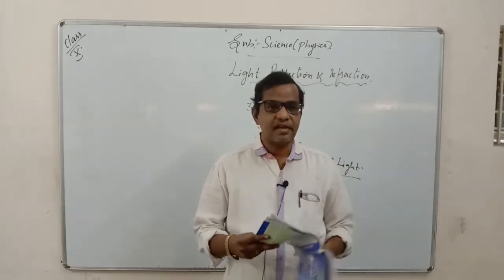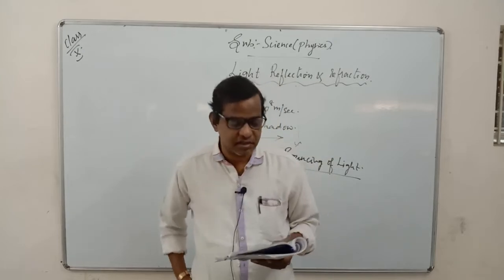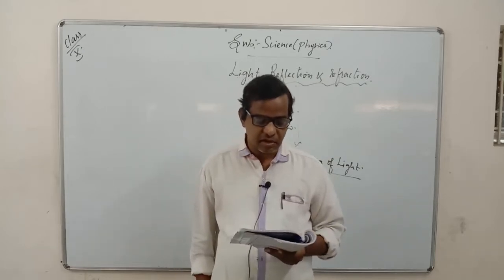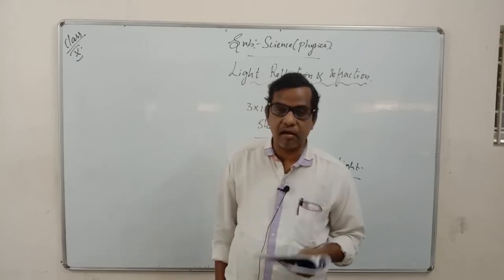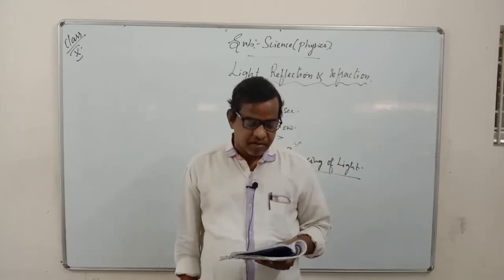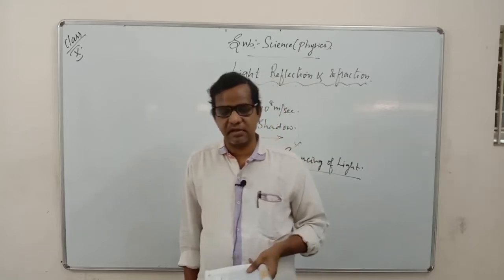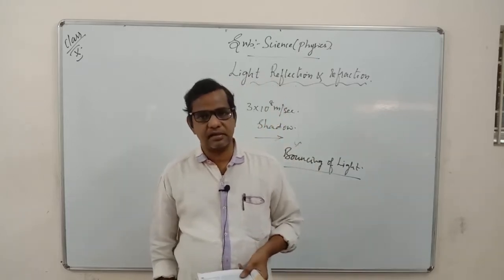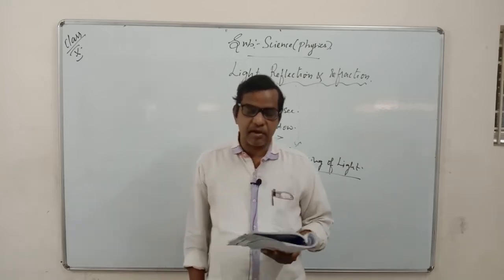The incident ray, the laws of reflection say the angle of incidence is equal to the angle of reflection, and the incident ray, the normal to the mirror at the point of incidence, and the reflected ray all lie in the same plane. These laws of reflection are applicable to all types of reflecting surfaces, not only one type of surface. These are related to all types of reflectors, plane mirrors. So what are the properties of these images?